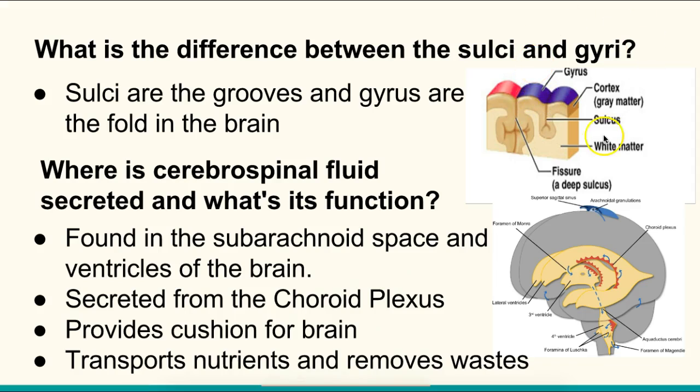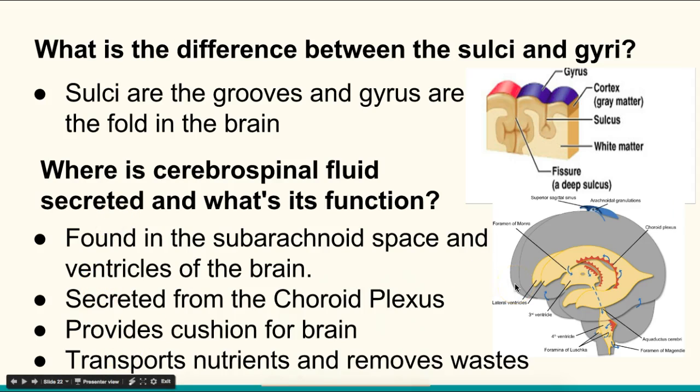Cerebrospinal fluid, we talked about it circulating on the exterior and then within the ventricles, but where is it produced? It's produced right here in the choroid plexus. So this red is recognizing capillaries. So there's a bunch of capillaries in the choroid plexus, and that's where we produce cerebrospinal fluid. Then it floats around in the subarachnoid space and in the ventricles.